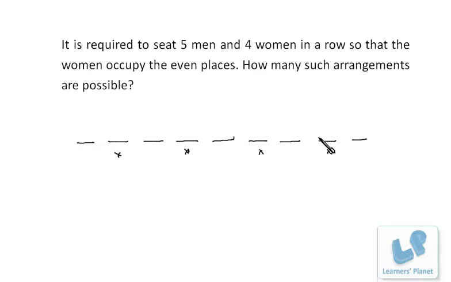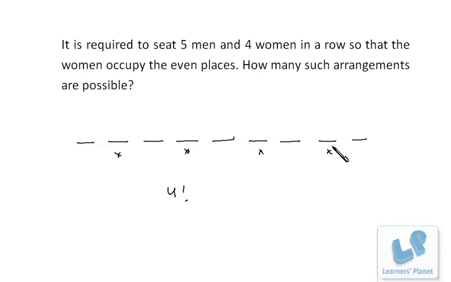Now 4 positions are there and 4 women are there. So for 4 positions 4 women can sit in 4 factorial ways. That means how do I calculate that? For the first woman, there are 4 choices. For the second woman, there are 3 choices. For the third woman, 2 choices.